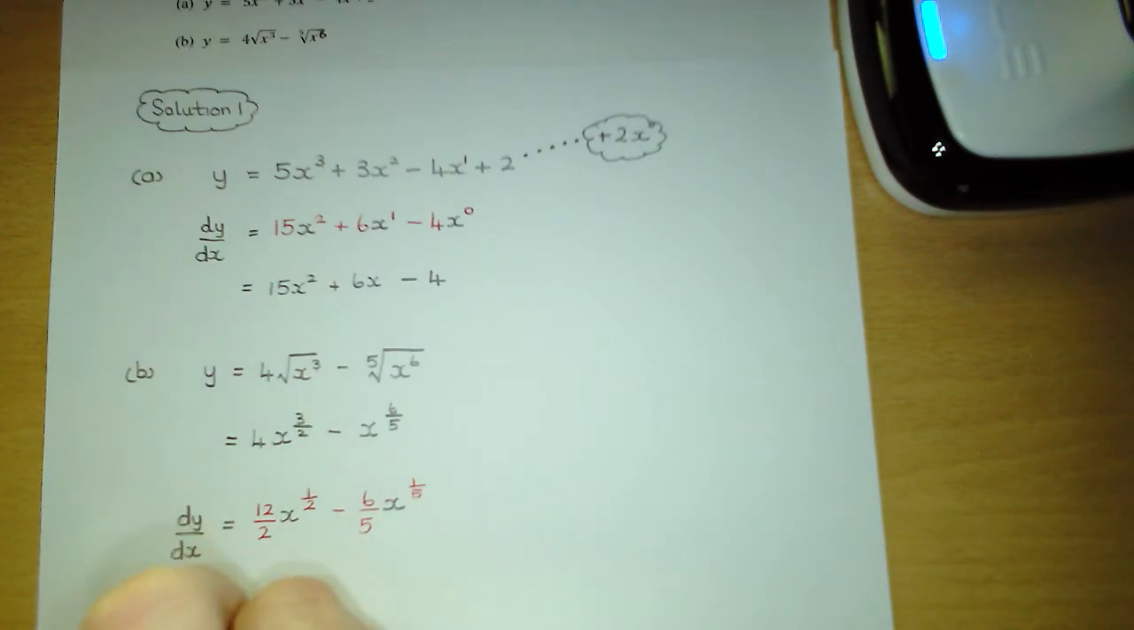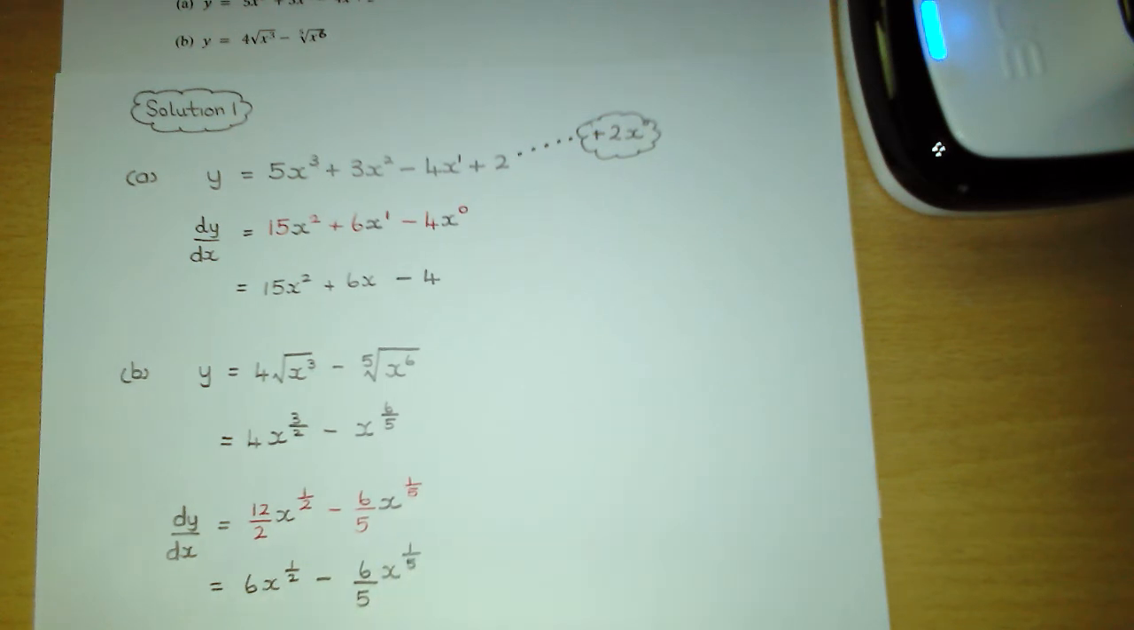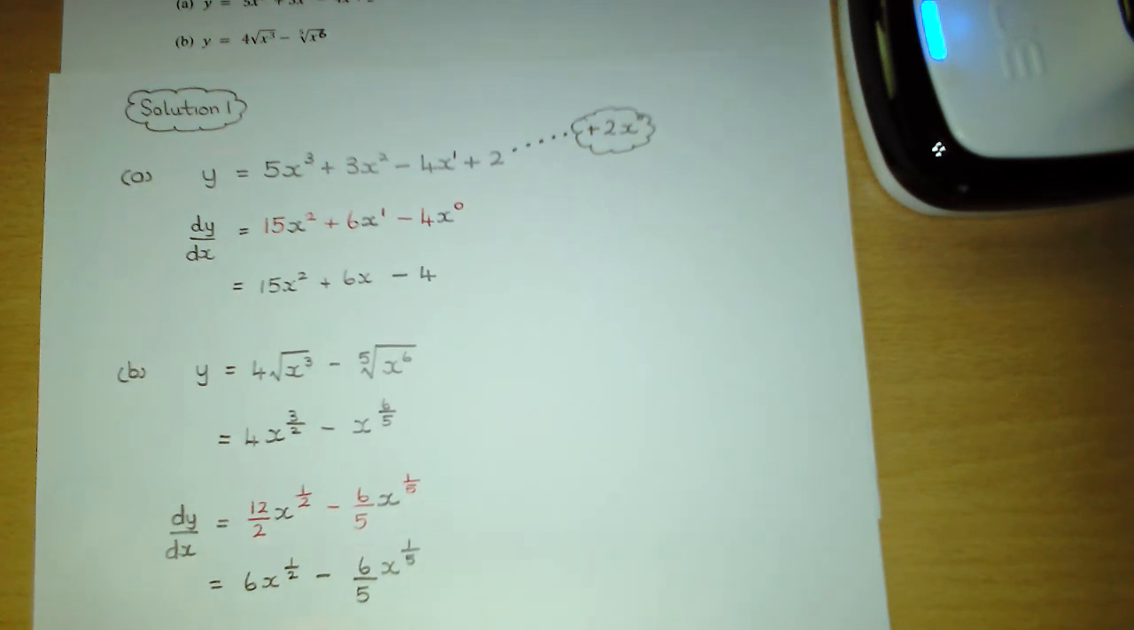So that's going to give us 12 divided by 2 is 6. So we're going to get 6x to the power of a half. And then we're subtracting 6 over 5 multiplied by x to the power of a fifth. Now, that's it. We've differentiated the curve.